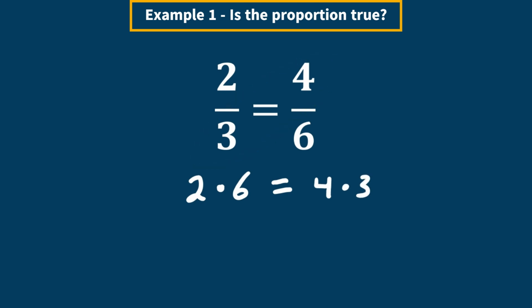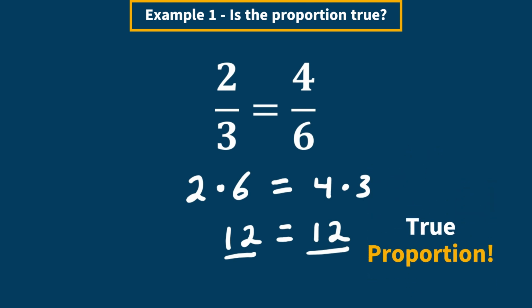Now let's go ahead and simplify. 2 times 6, that's going to give us 12. And that's supposed to be equal to 4 times 3. 4 times 3 is also 12. So since we have 12 equals 12, that means that this is a true proportion.